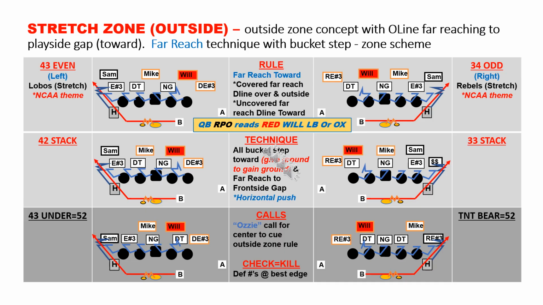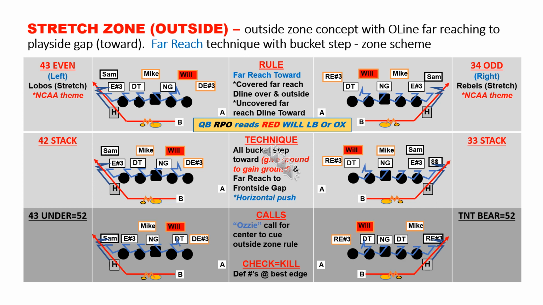So the first family is our zone family. We're an outside-in attack, so we'll start with our stretch zone. This is just an outside zone or wide zone concept. We'll use what's called a far reach technique by the O-line. What's great about starting with this is everyone's going to go the same direction, so we're all going to far reach towards the play call.